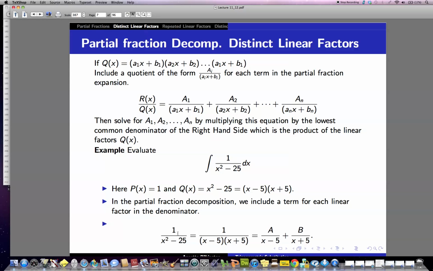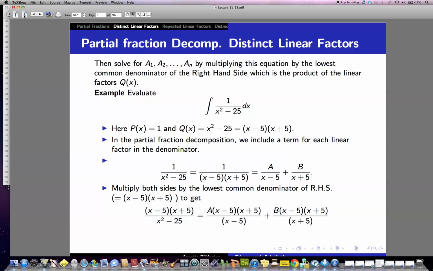Now I have an equation: 1 over x squared minus 25 is equal to a over x minus 5 plus b over x plus 5. My next goal is to solve for the a and the b.